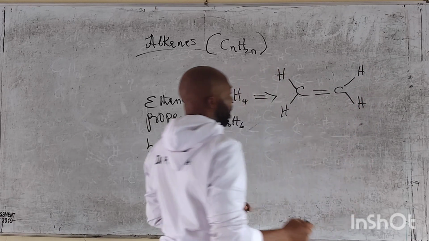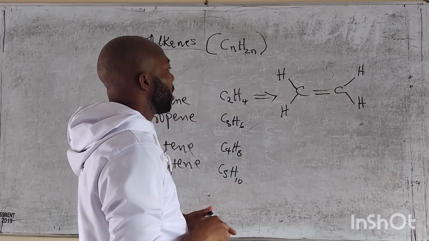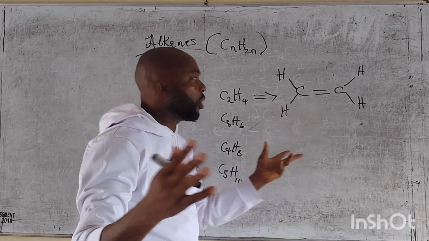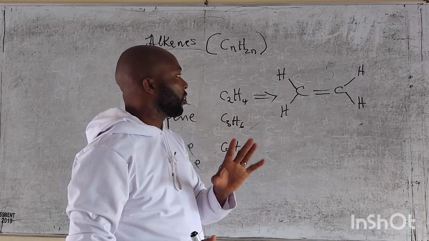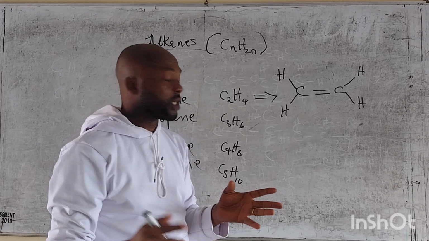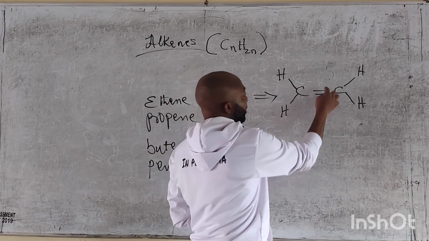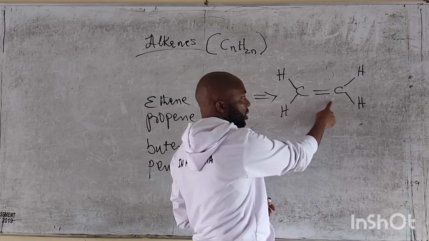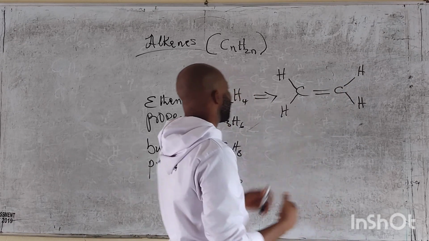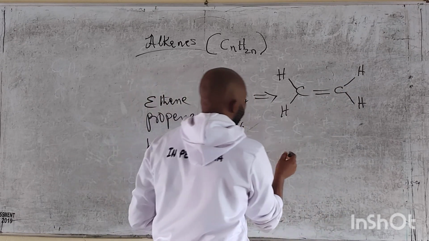This becomes what? Our ethene. Now, we say carbon is tetravalent in nature. It means it is surrounded with 4 bonds. So let's say this is 1, 2, 3, 4 for this, 1, 2, 3, 4 for this. And that's how the trend goes on. That is C2H4. What about propene?